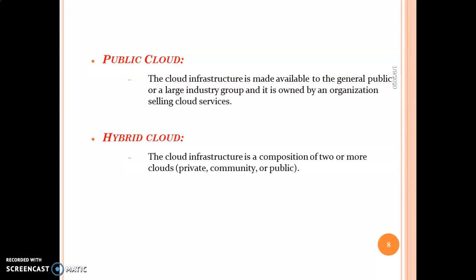Hybrid cloud: the cloud infrastructure is a composition of 2 or more clouds that may be private, community, or public. So these combinations will create a hybrid cloud. Let us look deeper now.